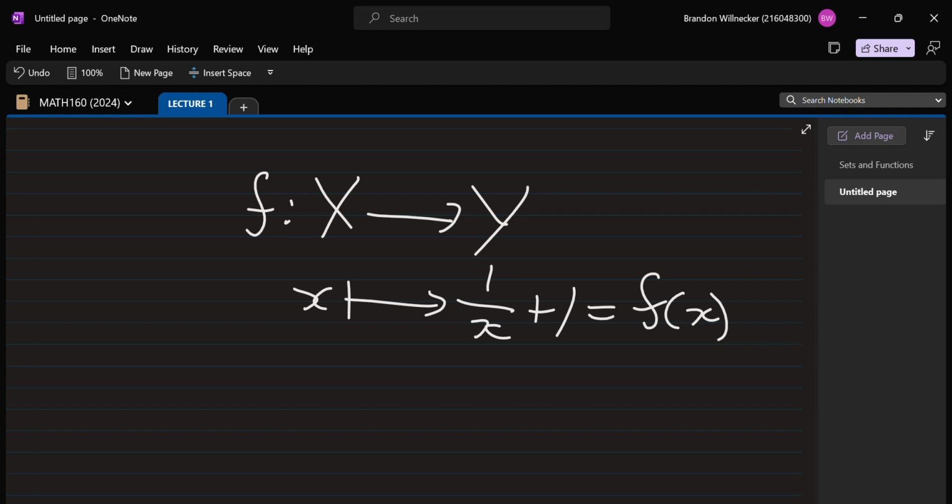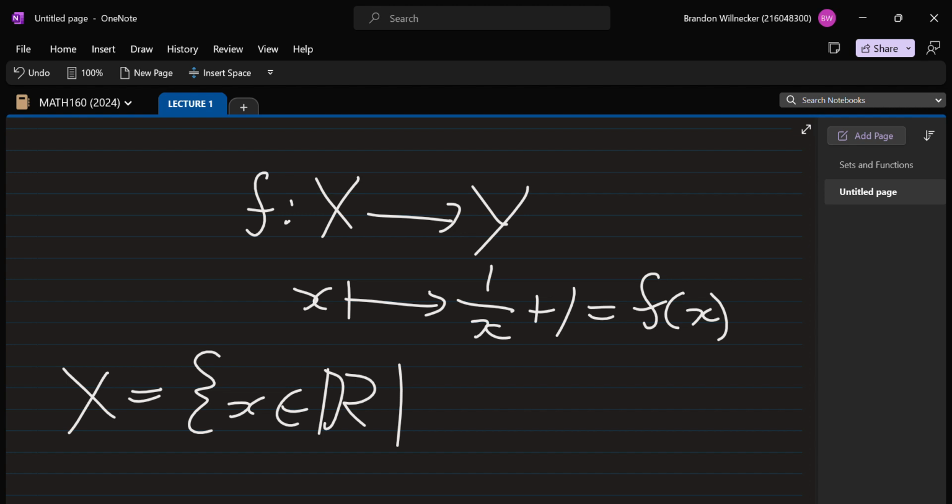Now, 1 over x plus 1, those are real numbers. Everything's fine. Let's start with the real numbers. Most of the time, we're going to start with the real numbers. So, x is equal to, let's start with the real numbers. Right, that's the biggest set we know of right now. So, start off big and we can cut down to size. Such that, well, now we need to put in the rule.